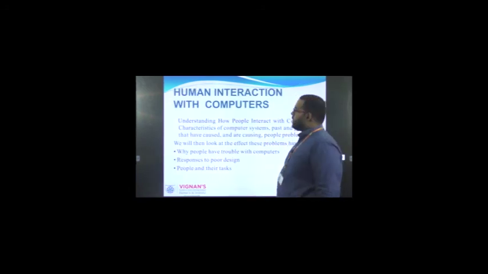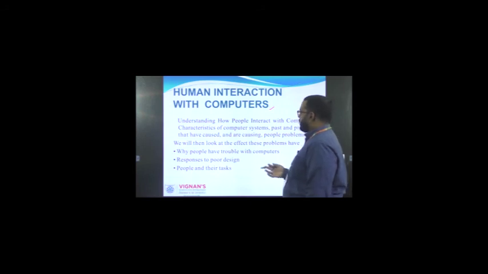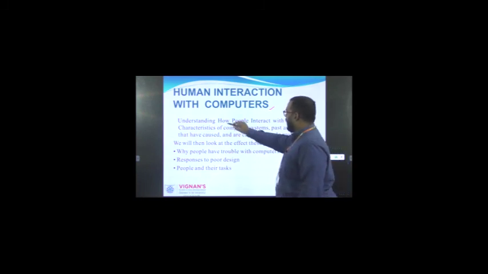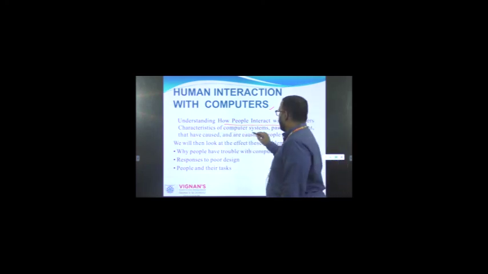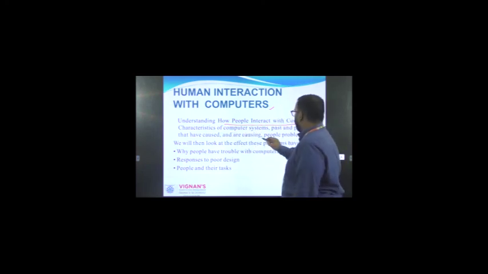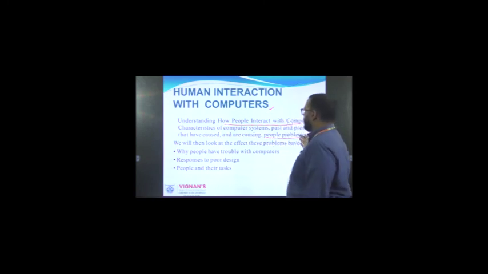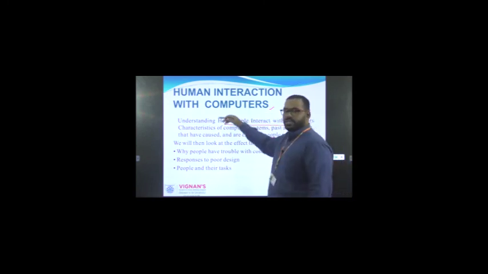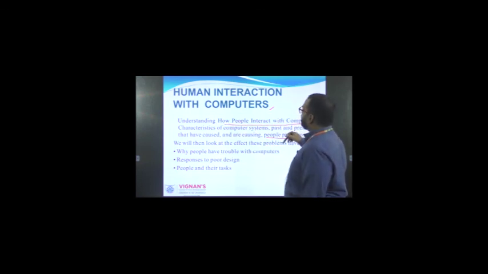Okay. So now we are going to see the human interaction with computers. Definitely, humans have their own style. Every human has his own style. Now, how are these humans going to communicate with the computer? So, understanding how people interact with computers, their characteristics, as well as how people are going to have their problems based on past usage history. So we are going to understand how the human interaction will happen.